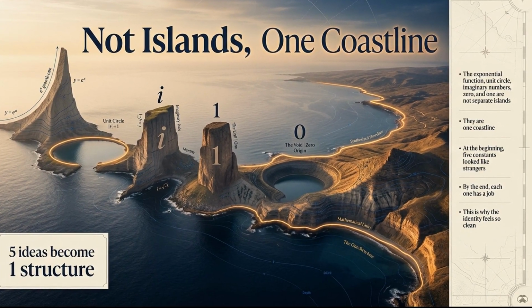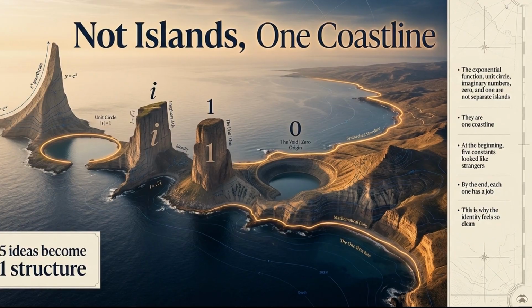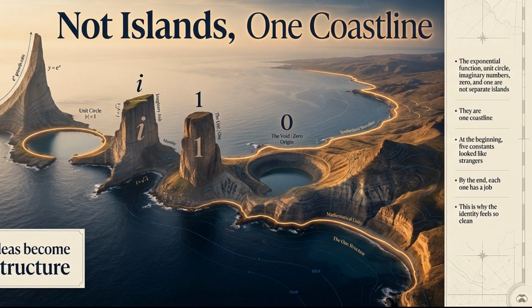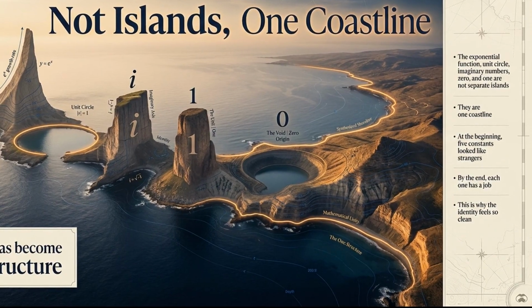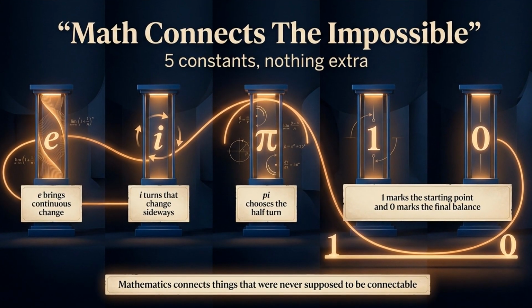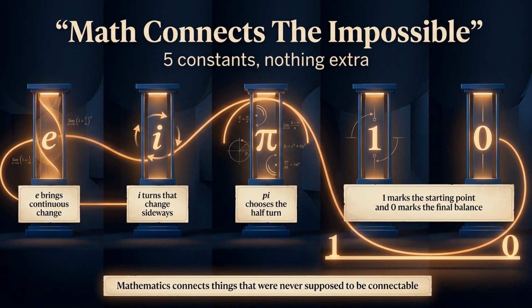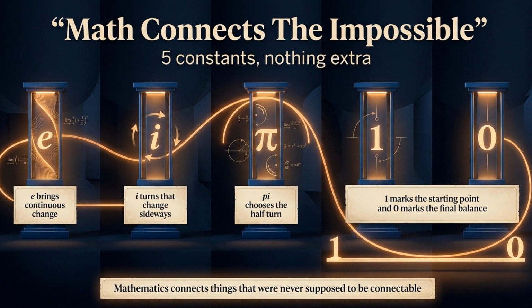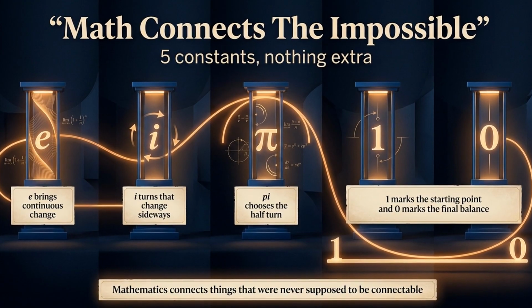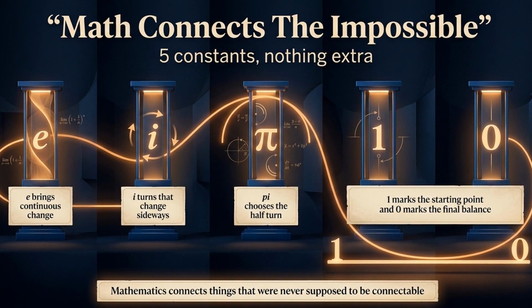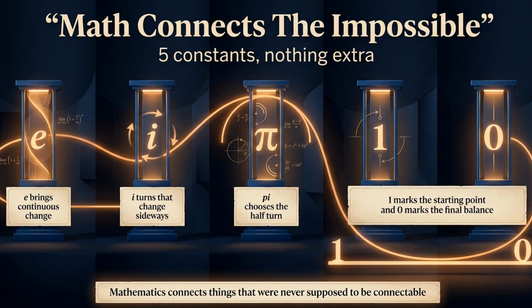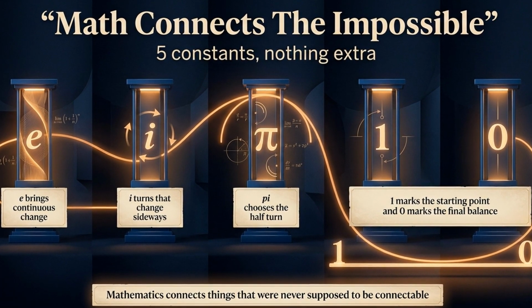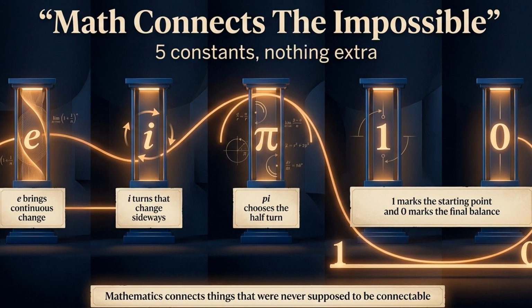At the beginning, 5 constants looked like strangers. By the end, each one has a job. e brings continuous change. i turns that change sideways. Pi chooses the half turn. 1 marks the starting point. 0 marks the final balance. That is why the line feels so clean. Nothing is extra, nothing is missing. Mathematics connects things that were never supposed to be connectable, and Euler's identity lets you see that connection in one breath.